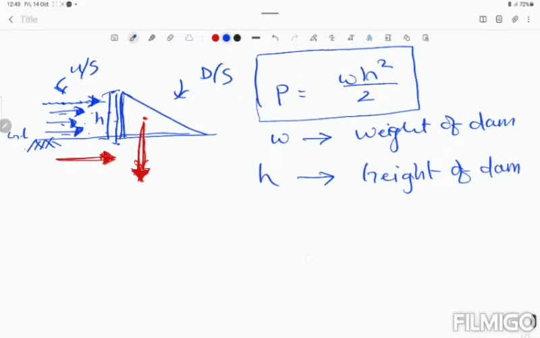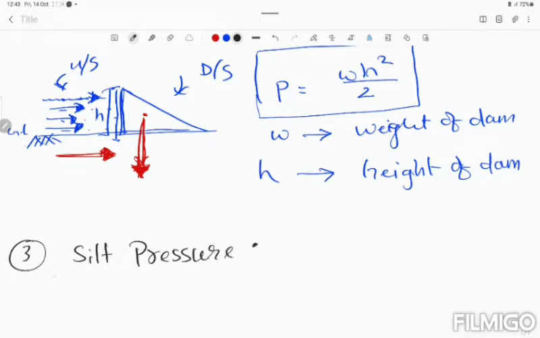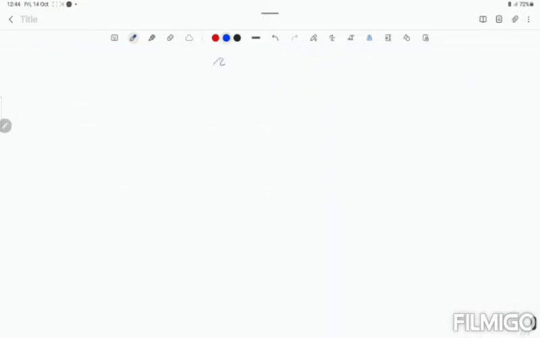The third force acting on the body of the dam is silt pressure. What is silt pressure? Silt pressure is the pressure due to silt which is collected at the bottom portion of the dam body. It will also give rise to some kind of forces. As you see, I will draw on the next page. This is the body of our dam.